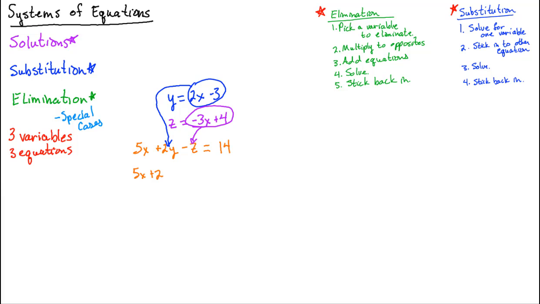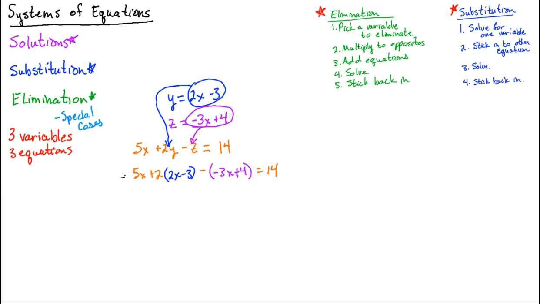And look what we have created, 5x plus 2, but notice now the y, once we stick it in, is 2x minus 3, and the z is, we're going to subtract the z, which is a -3x plus 4, and that is all going to equal 14. So we stuck those in, stuck the y in right there, 2x minus 3, stuck the z in right there. Make sure you got that in parentheses, so if you have to distribute anything, you can.